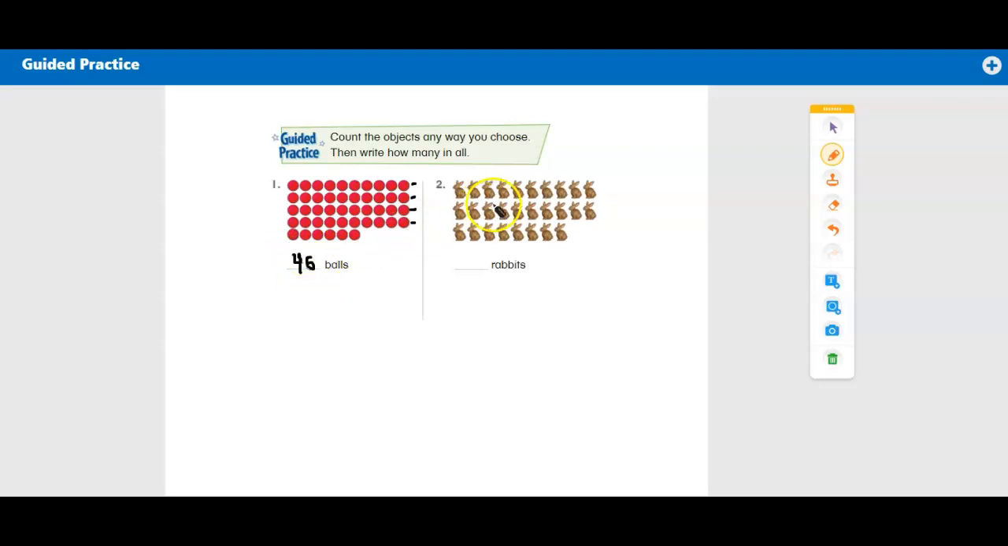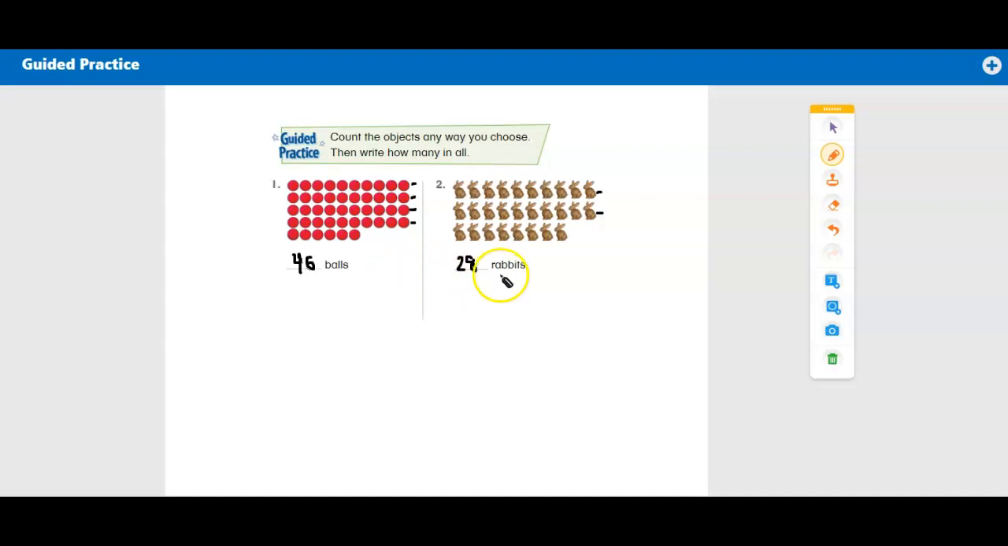For number 2, I could use the same method. Count how many are in the row. 1, 2, 3, 4, 5, 6, 7, 8, 9, 10. This shows me there are 10, 20, 21, 22, 23, 24, 25, 26, 27, 28. There are 28 rabbits. And again, not everyone may count the same way, and that's perfectly fine.